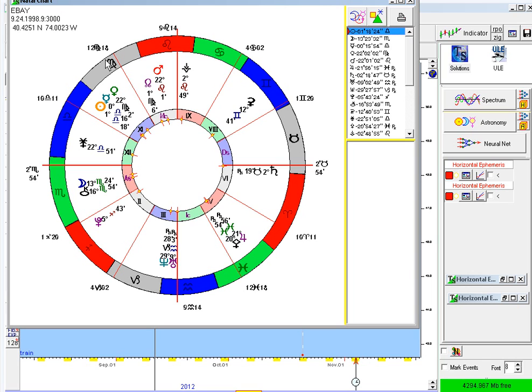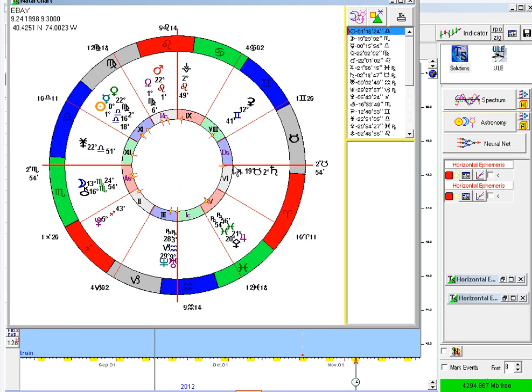First thing, there are two things that catch my eye on this chart. The first is that Venus is within 1 degree, within 6 minutes, of a direct opposition to Jupiter. And Venus and Jupiter are related. They're both benefic planets.